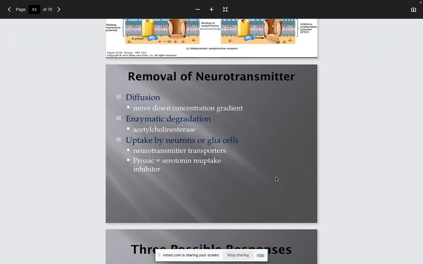Removal of neurotransmitters. Once the neurotransmitter has been released from the presynaptic neuron and is diffusing across the synapse to the postsynaptic receptor, how do we remove this neurotransmitter from the synapse? The two important ones that I want you to know are enzymatic degradation and reuptake by neurons.